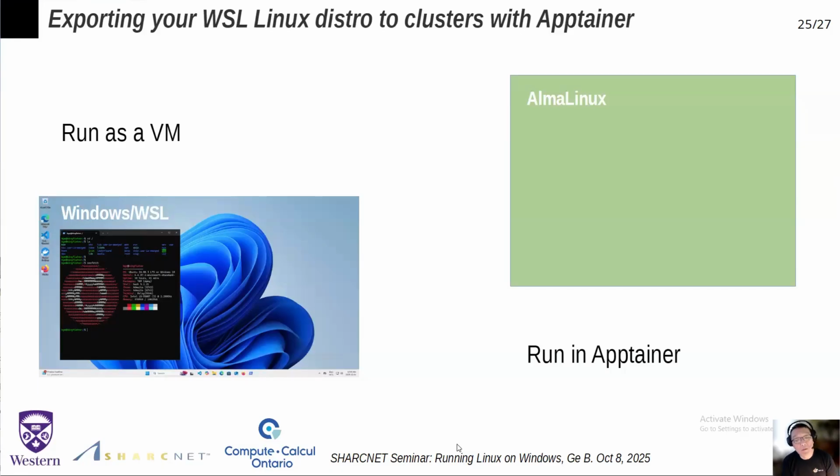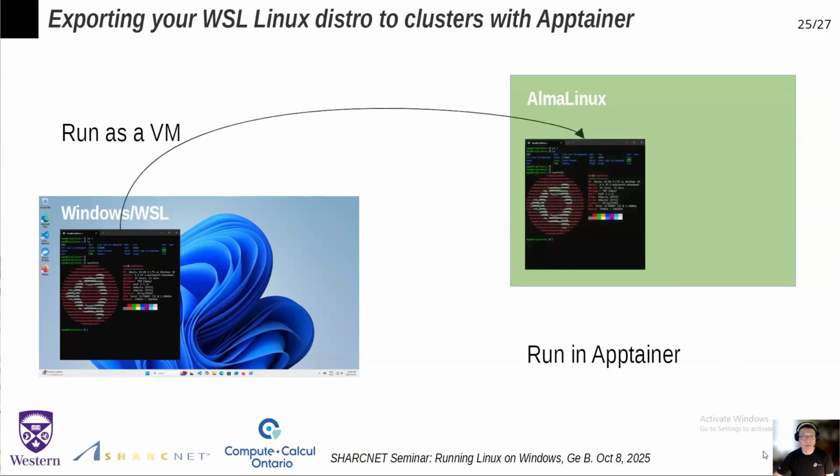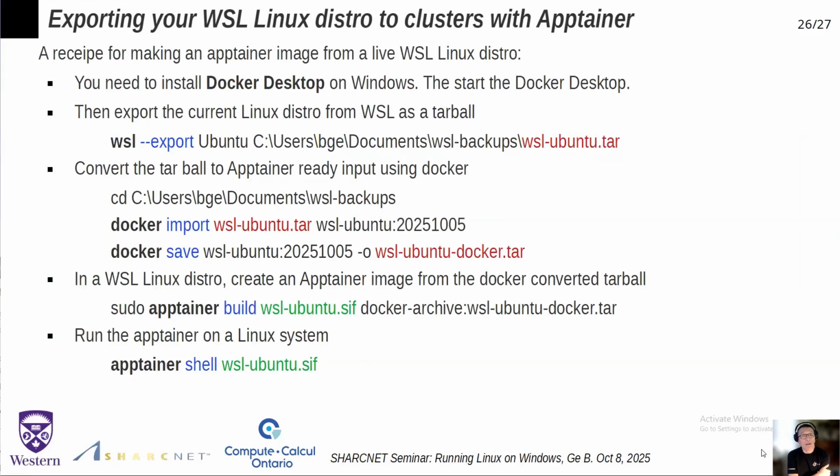Lastly, let me just briefly mention that if we already have a Linux distro on Windows, we have used it, and now we want to take it with us and use it elsewhere, for example on a cluster, how do we do that? It is possible. I can take this live Linux distro and copy it to the cluster. So here is the recipe for doing that.